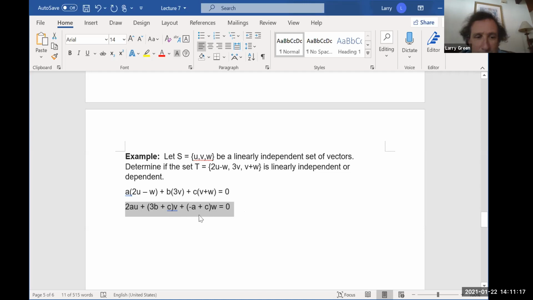Any ideas? What it means is that the coefficients in front of U, V, and W are all 0. The coefficient in front of U is 2A. The coefficient in front of V is 3B plus C. And the coefficient in front of W is negative A plus C. So what I can say now is that 2A is equal to 0, 3B plus C is 0, and negative A plus C is equal to 0. Anyone lost on how I came up with that? It's based on the fact that S is linearly independent.